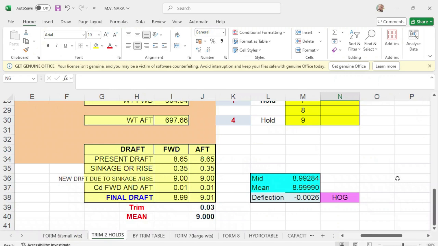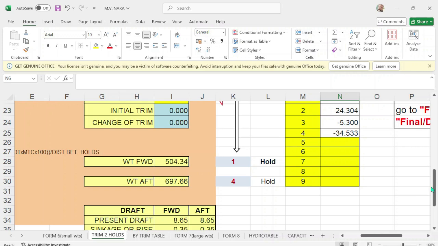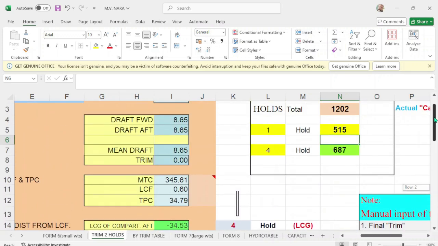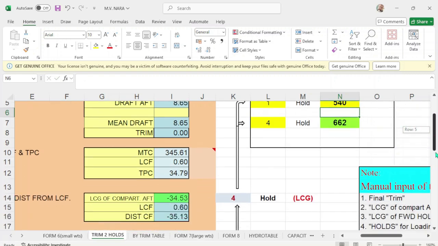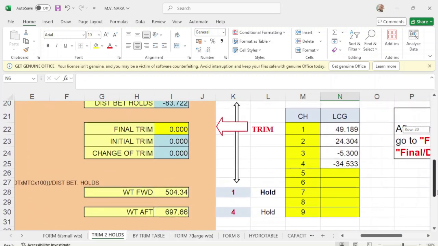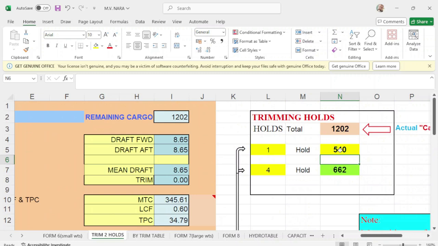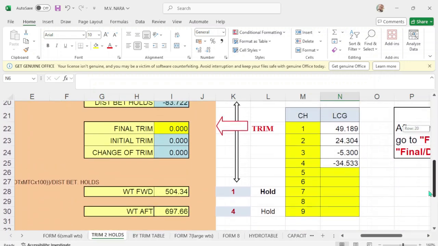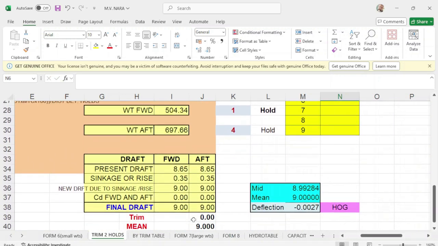then you go to holds. What is recommended in forward hold number 1, 504, and your hold number 4, 697 should be, 504, and number 4 would be 697. Okay, then your departure drop will be 9 meters.